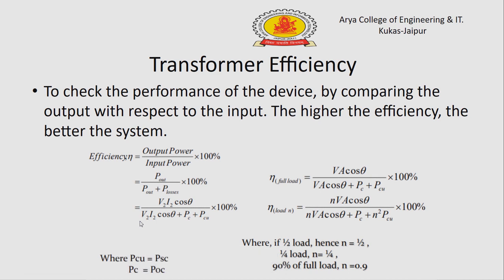Where PC equals PSC and PC equals POC, we can denote it like that. If the load is 50%, then n equals 0.5. If the load is 1 by 4, then n equals 1 by 4. At 90% of full load, n equals 0.9.